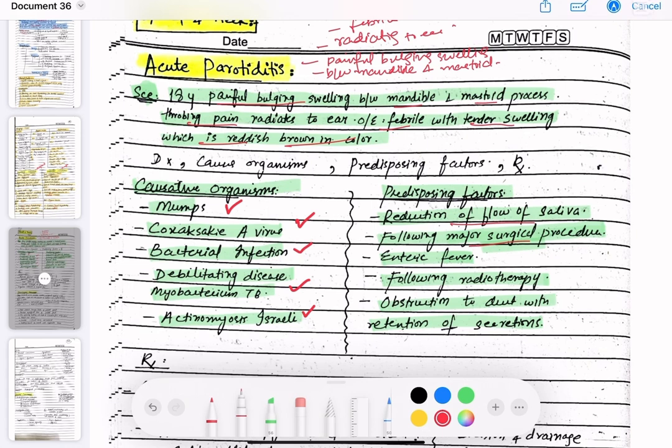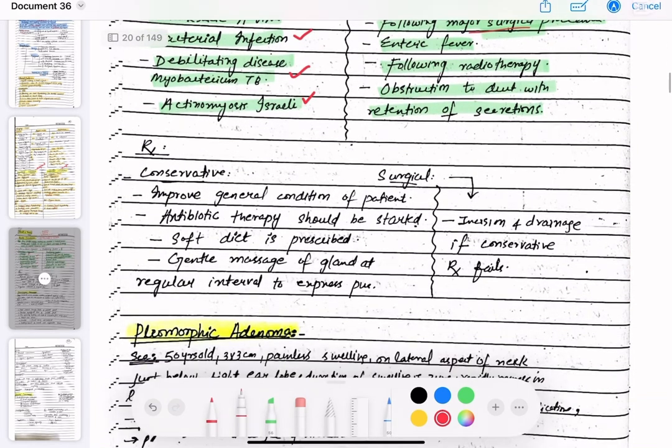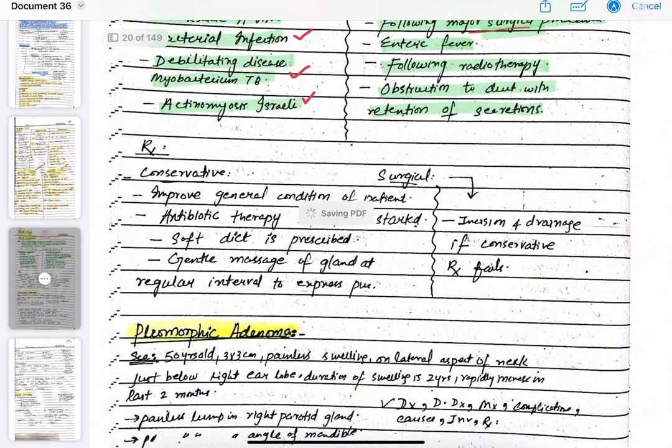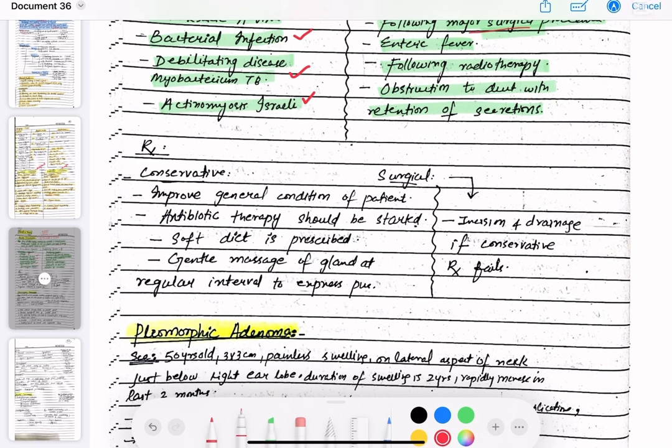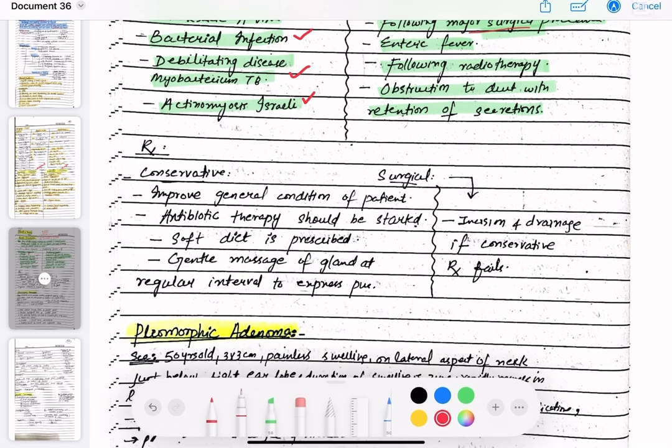Now, how will you treat such type of inflammation? First of all, you will provide conservative treatment and surgical treatment. In conservative treatment, improve the general condition of the patient, then give antibiotics, and a soft diet is prescribed. Gentle massage of the gland at regular intervals to express the pus, and incision and drainage if conservative treatment fails.